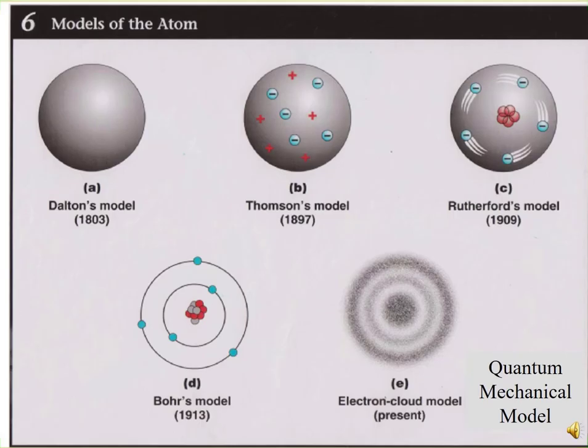So we've looked at several models that have all been disproven. The last one here that we talked about today is the Bohr model, again with these orbitals. And now we're going to talk about this quantum mechanical model, or the electron cloud model. And it builds upon Bohr's model.